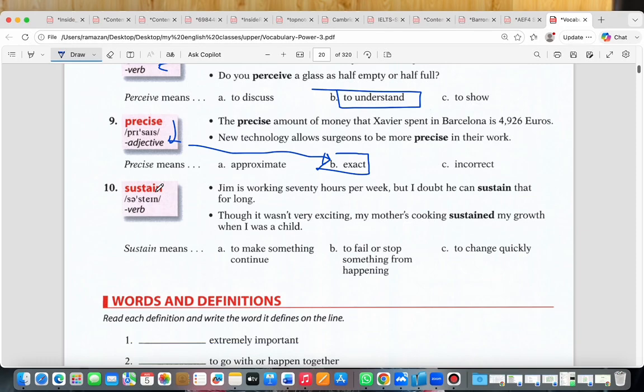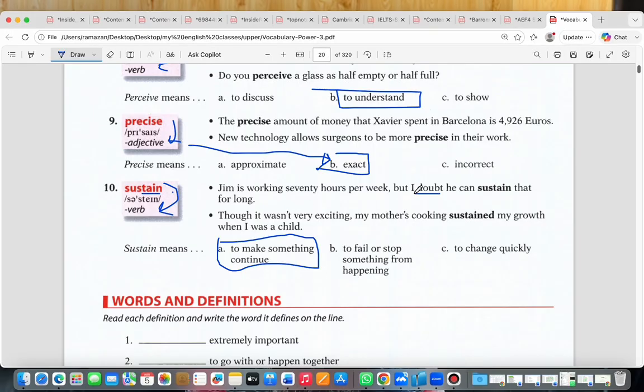Now let's go for the 10th word. The 10th word is sustain. Sustain, the second syllable is stressed. It's actually used as a verb in the sentence. So the meaning is to make something continue. You know, you have to continue something. For instance, Jim is working 70 hours per week, but I doubt he can sustain that for long.